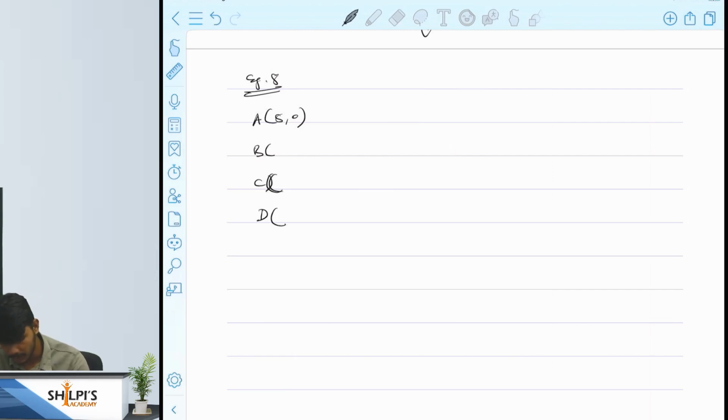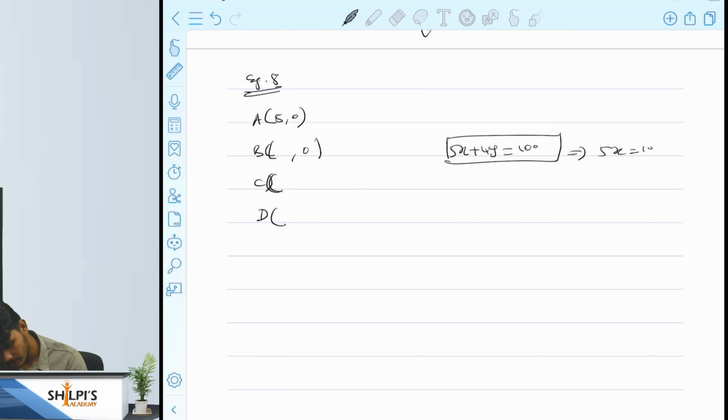Since 5x plus 4y equal to 100, this line is passing through B, I can get the coordinates of B by substituting some values. I know that B is on this line and B is on the x-axis. So for any point on the x-axis, I can say the value of y will be 0. So if I substitute y equal to 0 in this equation, I will get 20. So can you get my point, how I am finding the coordinate of B?